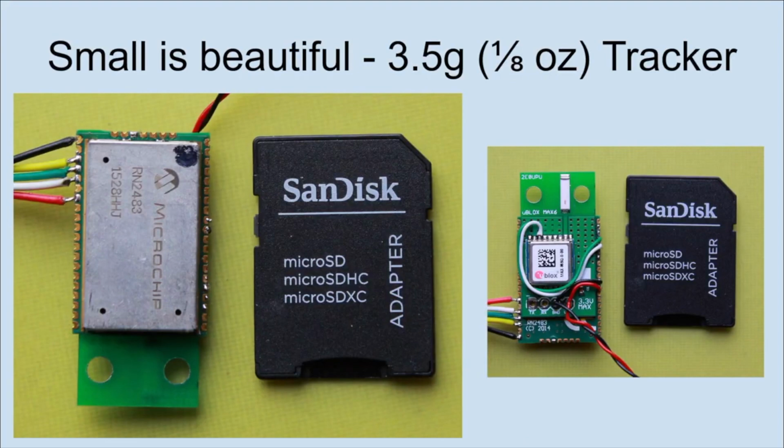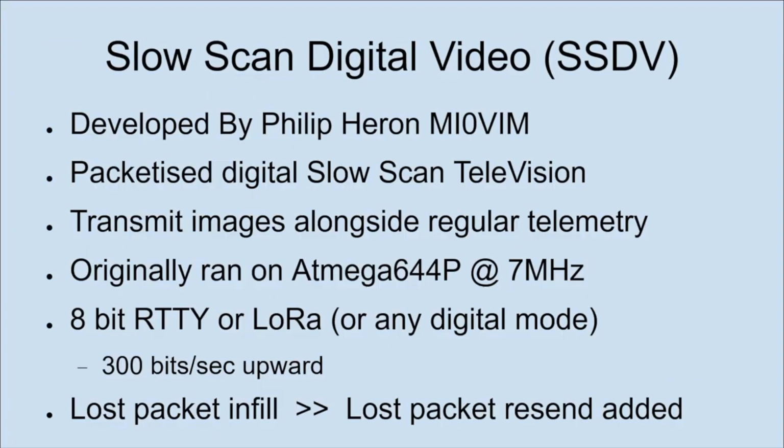This is a full tracker made out of a couple of off-the-shelf components. It can be powered from anything from 2 volts to 3.5 volts, so fairly wide range of voltages. It's capable of transmitting LoRa, LoRaWAN, or FSK, or even MFSK.